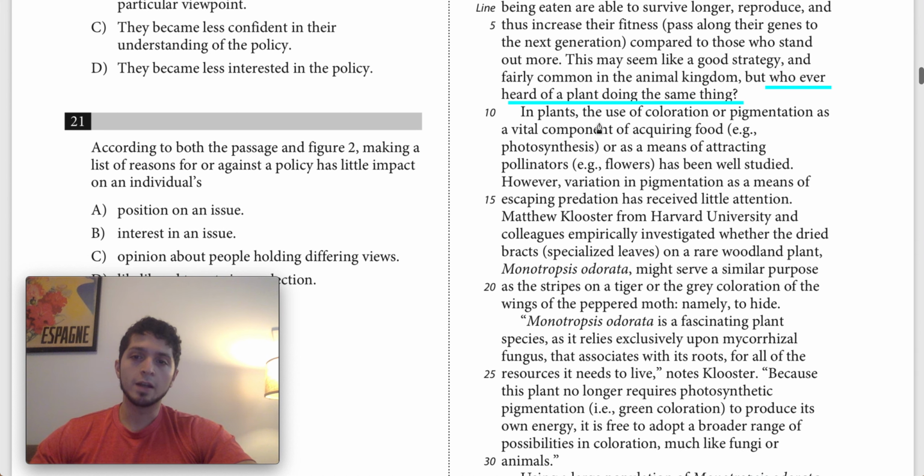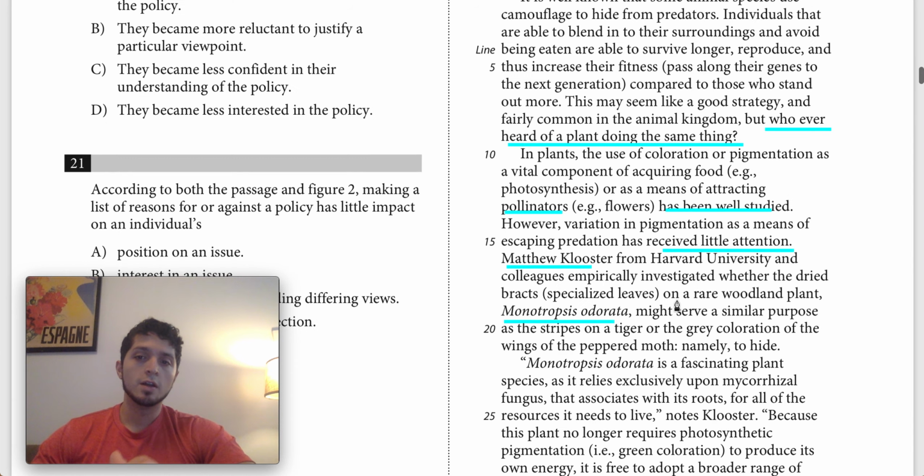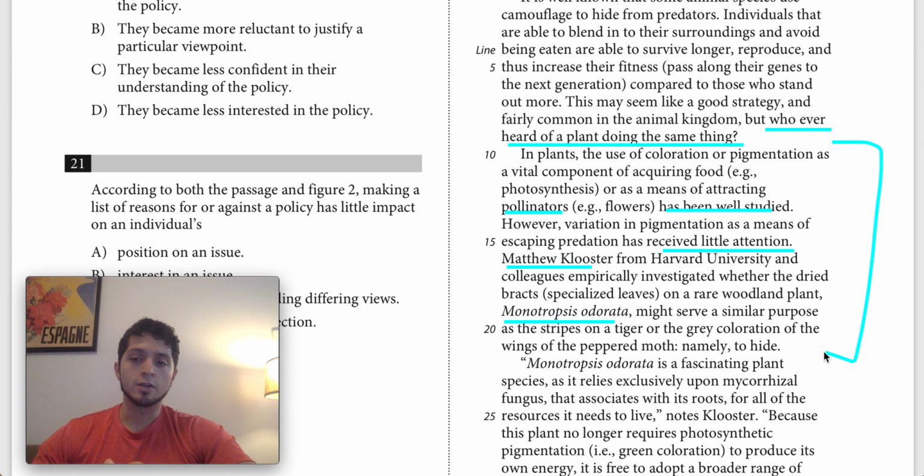Then we get down here, in plants, the use of coloration or pigmentation to attract pollinators is well studied. However, using pigmentation to escape predation or as camouflage has received little attention. And then Matthew Klooster is a guy who wants to investigate this specifically in this one plant. He wants to know if its coloration might serve a similar purpose to the stripes of a tiger or the gray coloration of a moth. In other words, is this plant using camouflage? So that's this second paragraph here.